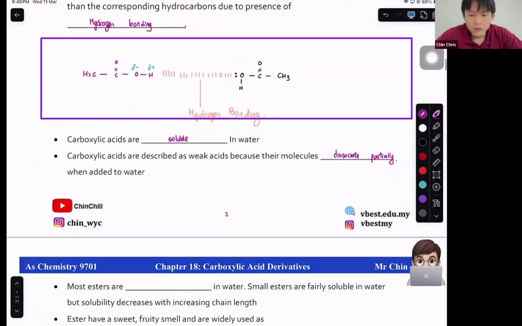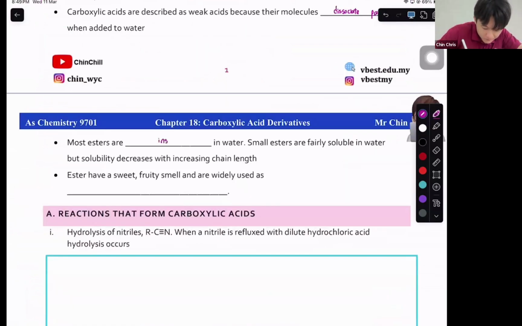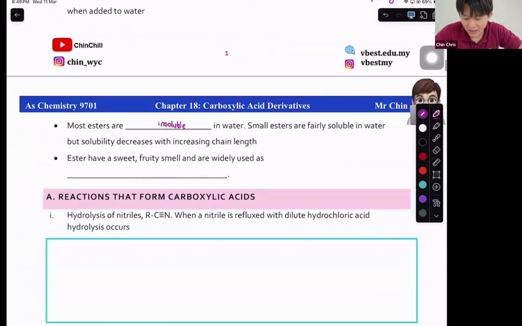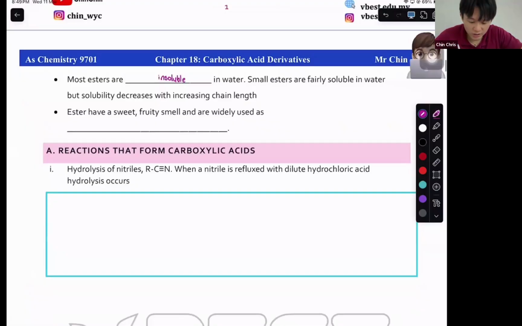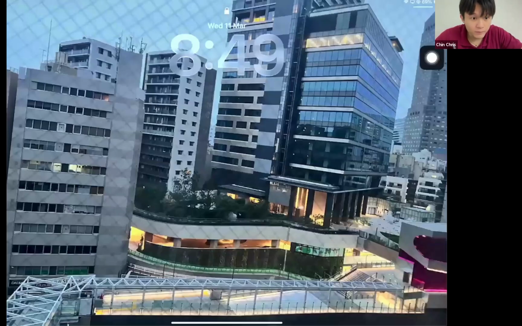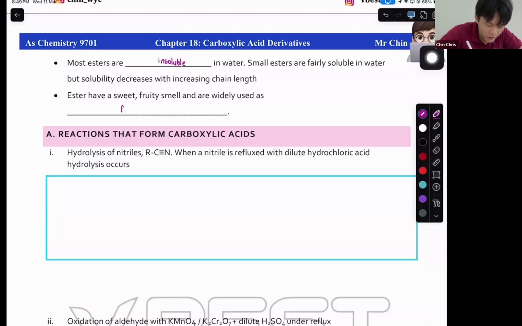Okay guys, what about ester? Most of the esters are insoluble, I remember. Small esters are fairly soluble, but if you increase the chain length, it's not going to be soluble anymore. And esters have a fruity and sweet smell, always used as fragrance here. Done.